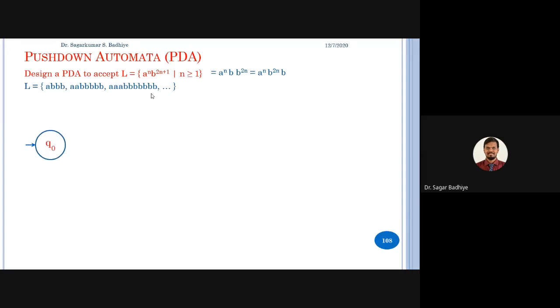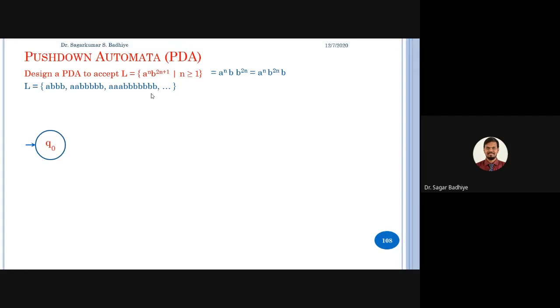So let us design. Here the logic will be simple. There are two logics. First, read n number of a's, push n number of a's onto the stack, then read a single b, don't do anything on the stack. Then on reading two b's, pop a single a, right? This is one logic. Another logic is, for a single a being read, push two a's onto the stack. For another a, push another two a's on the stack, right?